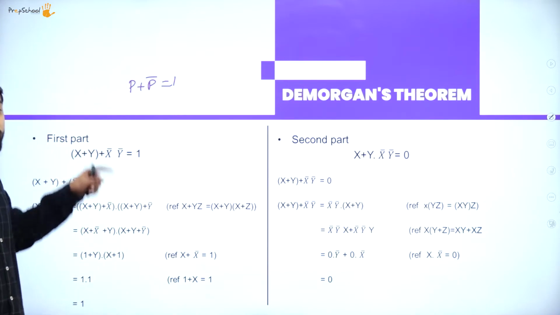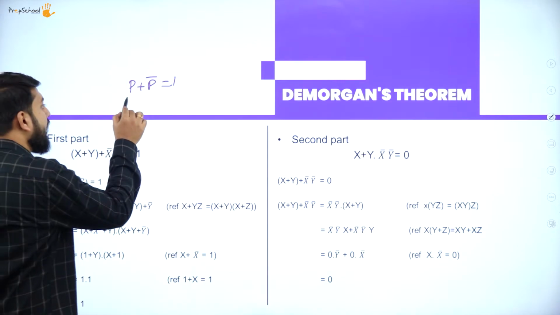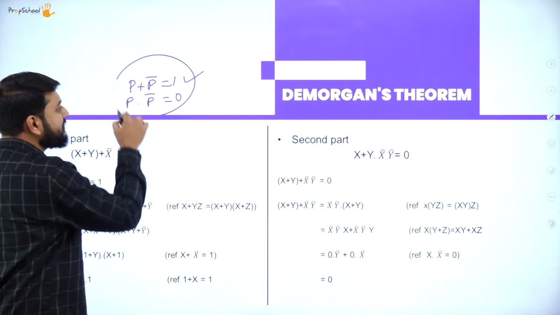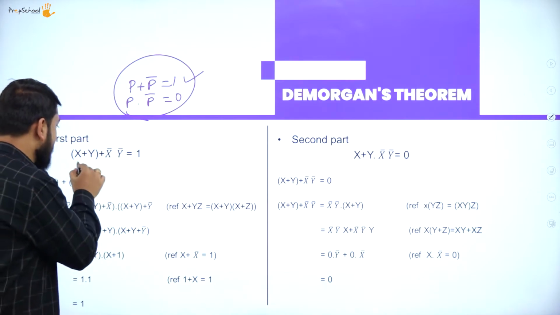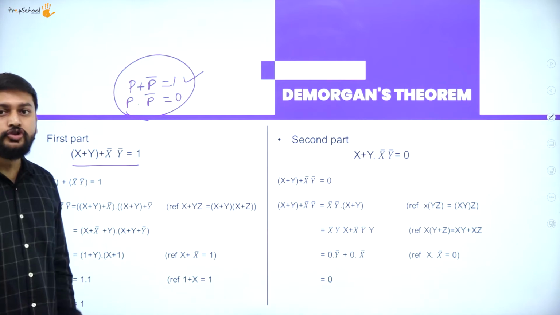What is it that we have? P plus p dash is equal to 1. In the same way, I have p dot p dash is equal to 0. According to this law, I'm rewriting this equation. How did you get this? So this is what you're trying to prove, right?